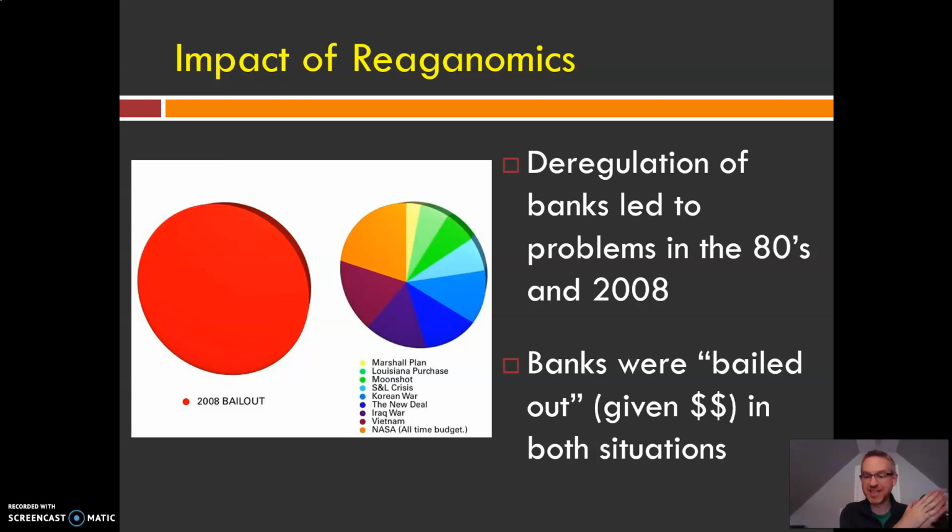Even in 2008, when the banks crash, some people trace it back to the fact that there was too little regulation. Banks need to have some limits as to what they can and can't do. In both situations, in the 80s and 2008, banks have to be bailed out or given a whole bunch of money to make sure they stay afloat. That pie chart shows that the 2008 bailout cost as much as all these things together. And oh yeah, we just had a bailout in 2020. Not a bailout exactly, but a spending plan that was even more than that.